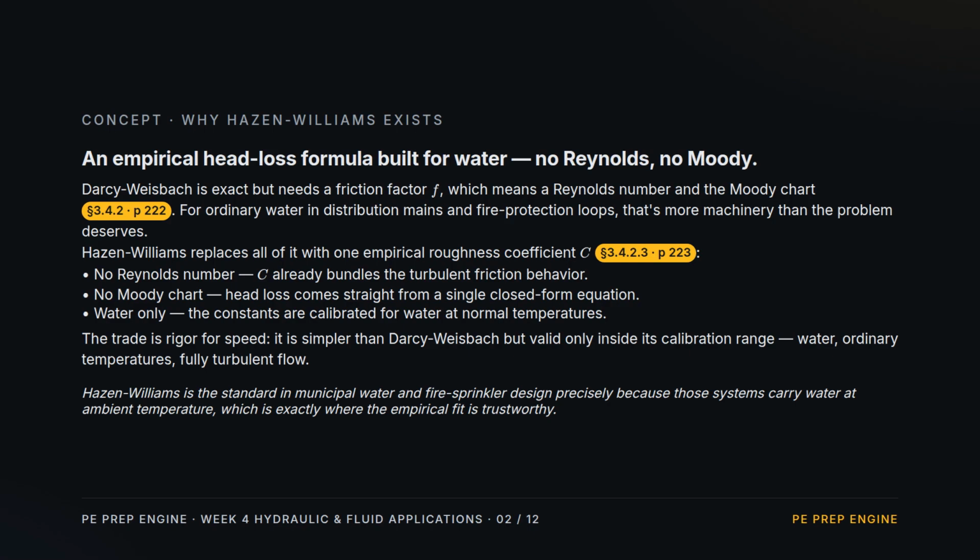The catch is in the design. Water only, calibrated for normal temperatures. You trade rigor for speed, and it only pays off inside the calibration range.